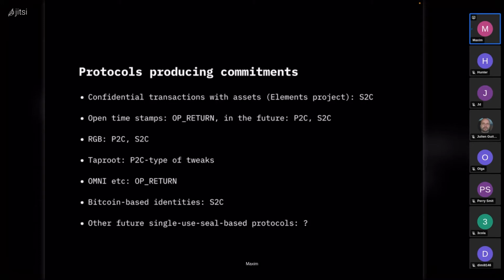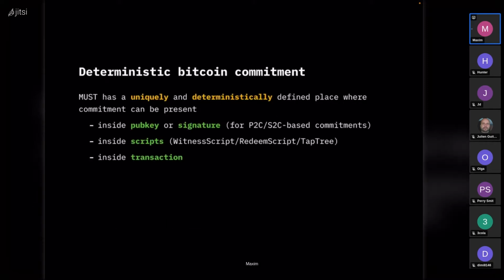RGB, as of today, is using pay-to-contract commitment, and there were plans to use sign-to-contract commitment. We had a call last year where we also had Federico, Peter Todd and Giacomo, and we were discussing different trade-offs between pay-to-contract and sign-to-contract commitments. Actually, we can say that this call is a continuation of that discussion. Taproot by itself is based on pay-to-contract commitments to the script tree. The Omni protocol uses OP_RETURN, and so on and so forth. So basically, these commitments are widely used in the Bitcoin ecosystem.